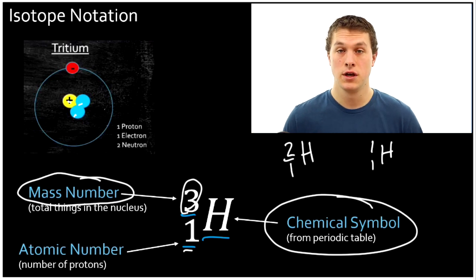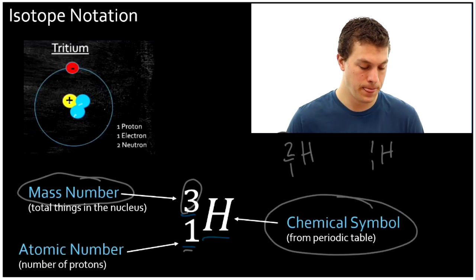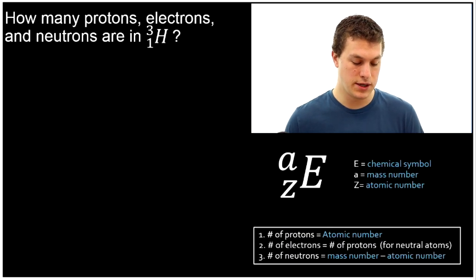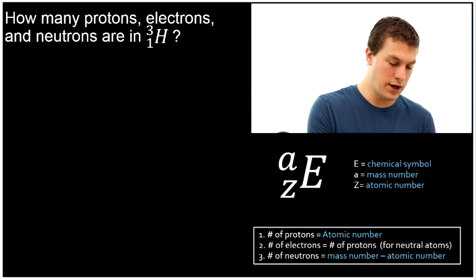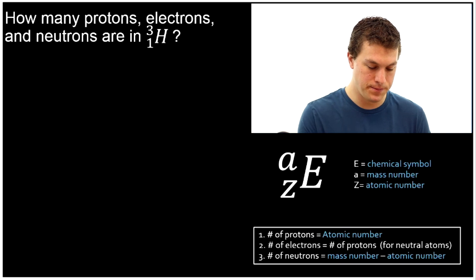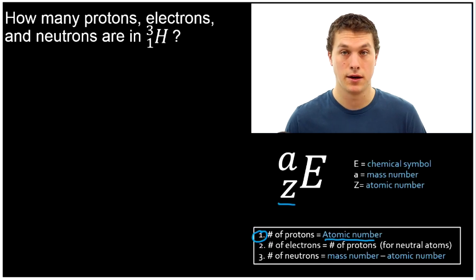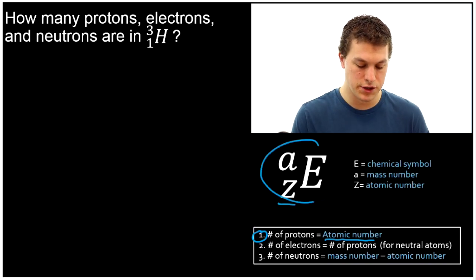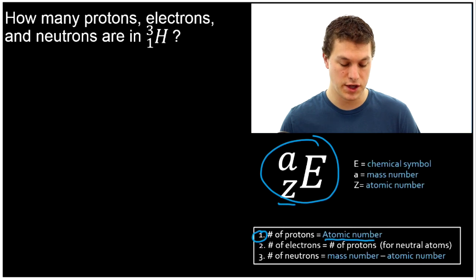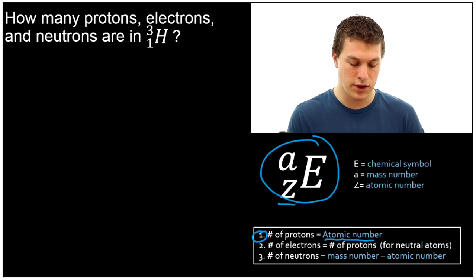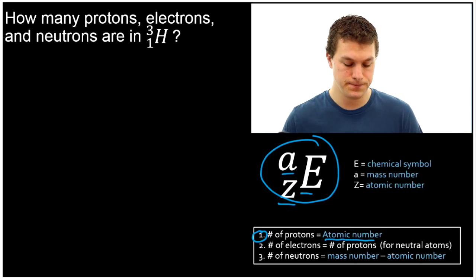Let's do some examples of going from isotope notation to the number of protons, neutrons, and electrons in an element. All right, here, it wants to know how many protons, electrons, and neutrons are in tritium. Well, we've already talked about that, but let's go through it step by step. First of all, the number of protons is equal to the atomic number, which remember is this bottom guy here. This is sort of the symbol version of our isotope notation. For this reason, it's sometimes called AZE notation.